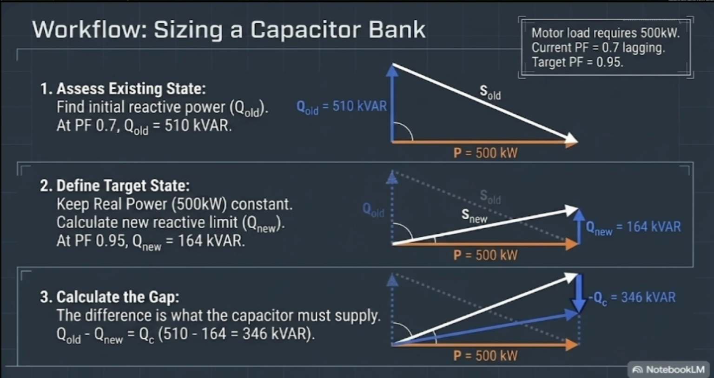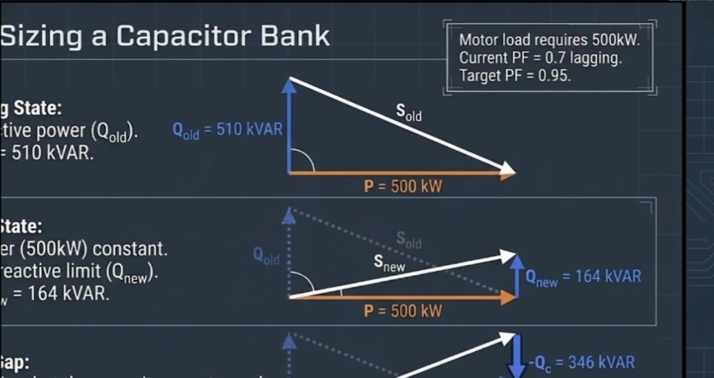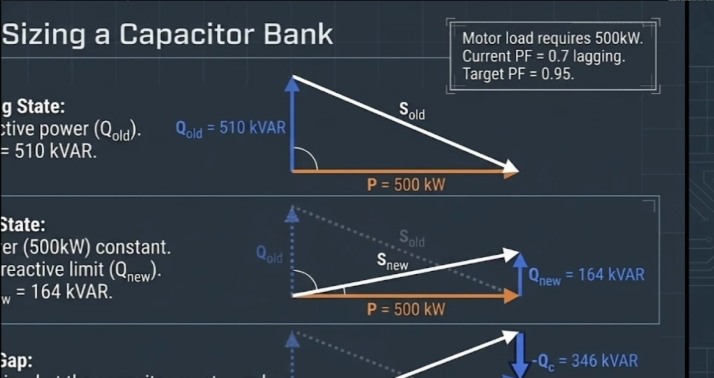Let's see an example. Imagine that I have a motor, and this motor requires 500 kilowatt, half a megawatt, and the current power factor is 0.7 lagging. By lagging, what do we mean? It means that the current I lags the voltage. When I lags the voltage, it's ELI, and when it's ELI, it means that I have an inductive load. Our target is going to be 0.95. It means that I need to reach 0.95.